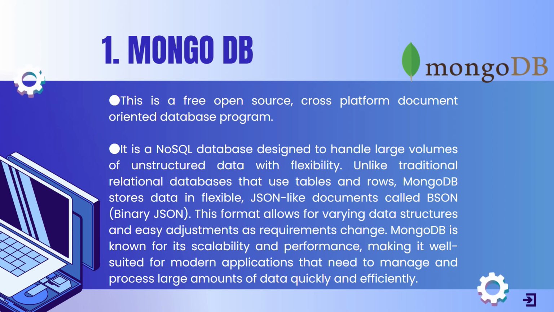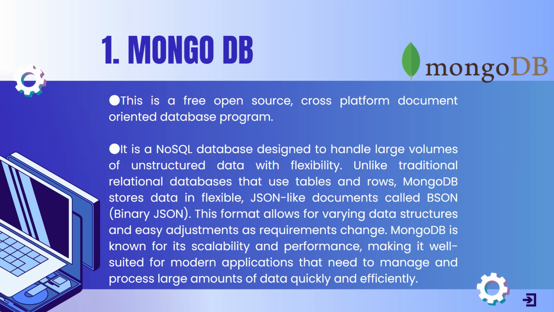The key features of MongoDB include, first, document-oriented. Unlike traditional relational databases that use tables and rows, MongoDB stores data in flexible JSON-like documents known as BSON, that is binary JSON. Second is flexibility. MongoDB's schema-less design means that documents within a collection can have different structures, which provides flexibility to adapt as application requirements evolve.